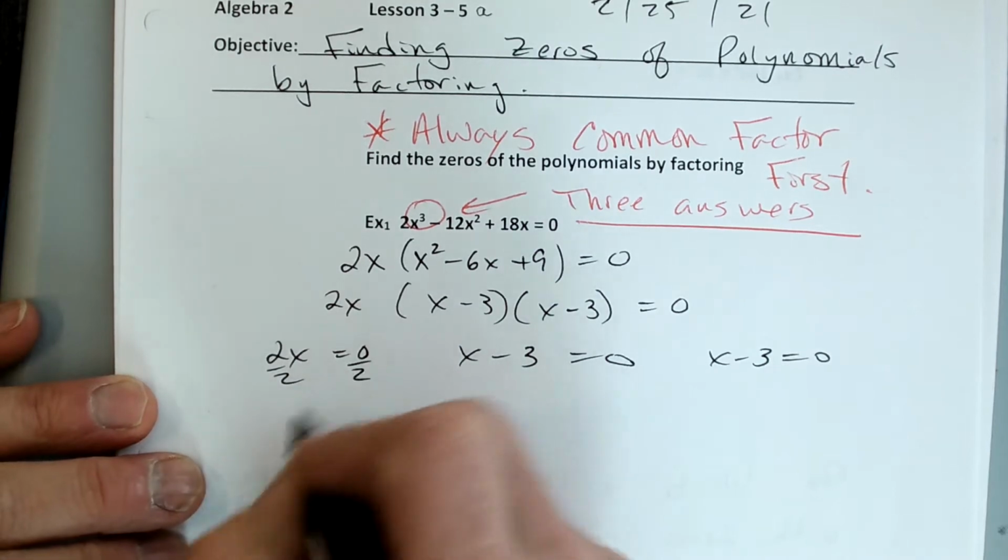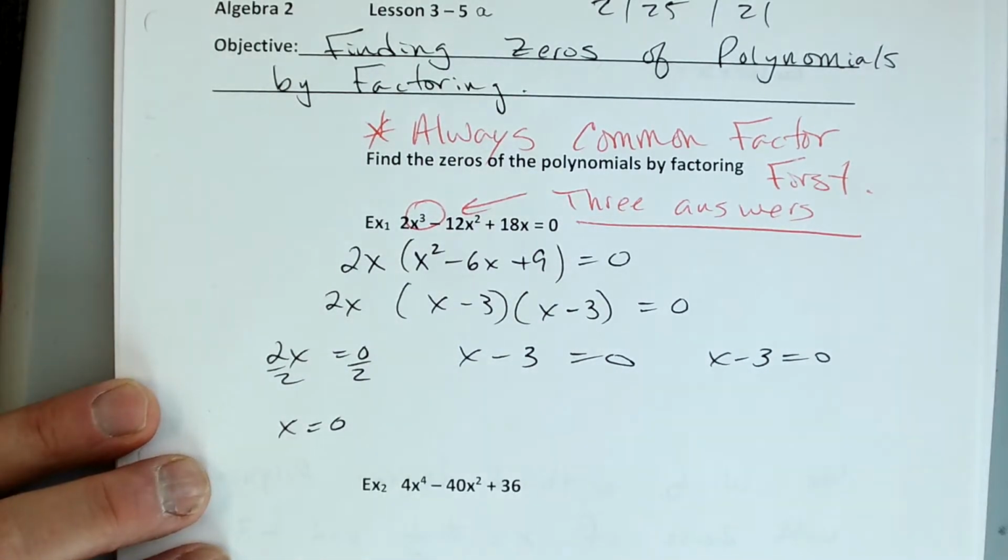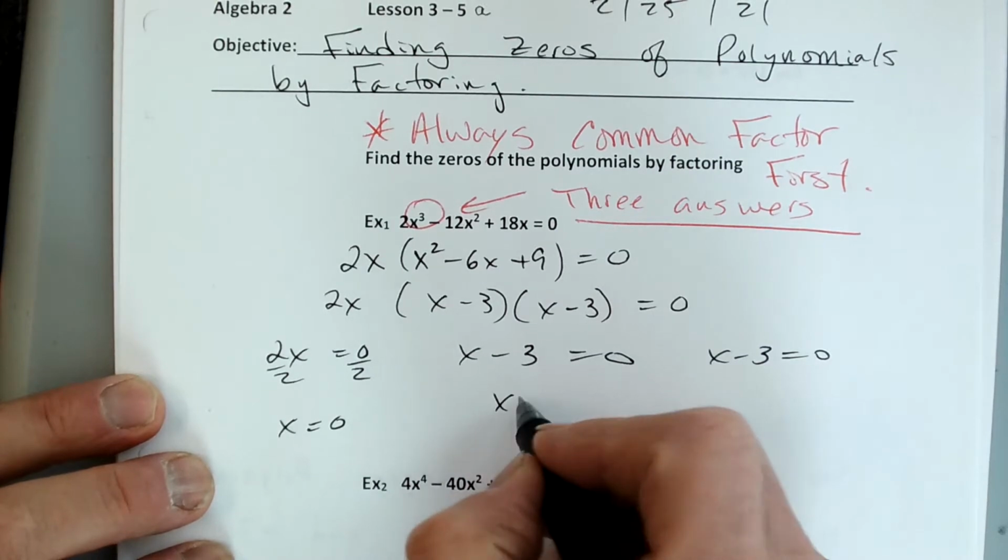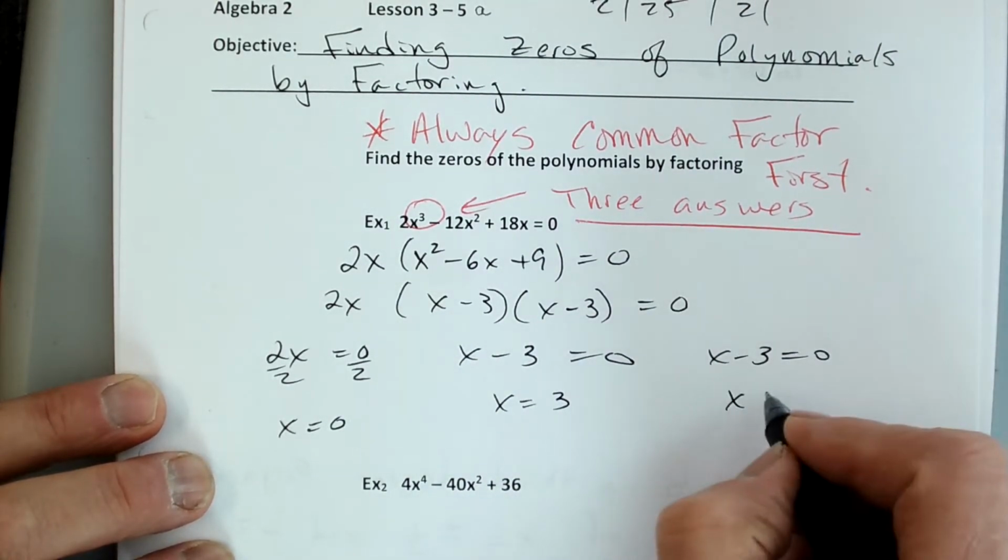Divide by 2, divide by 2. My first answer is 0, okay? Plus 3, plus 3, plus 3, plus 3.